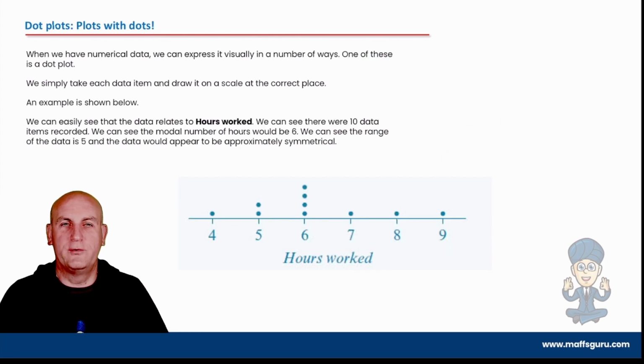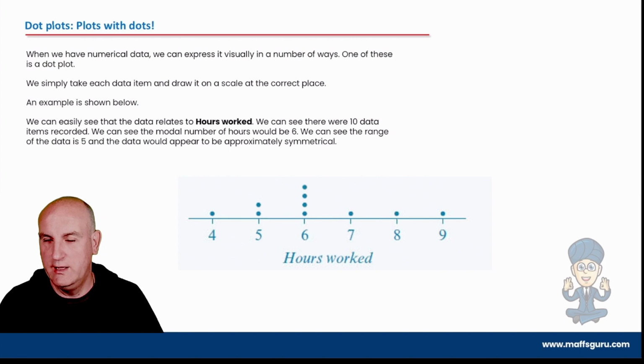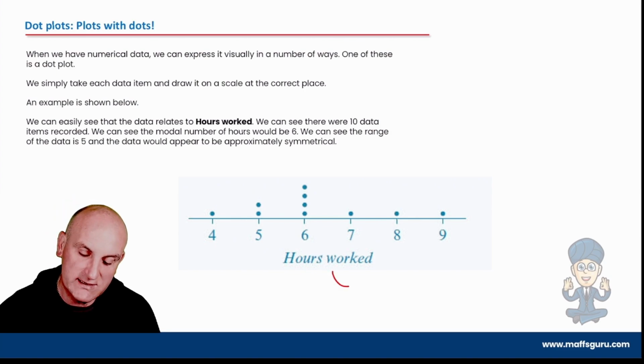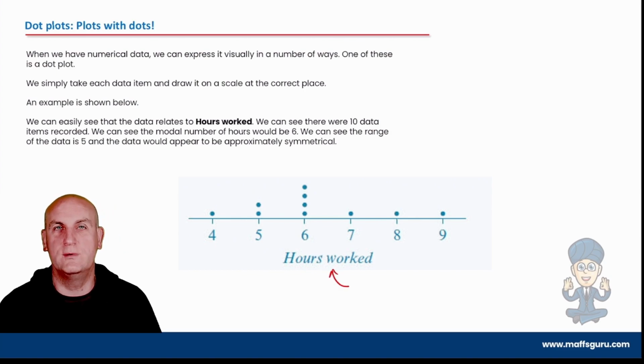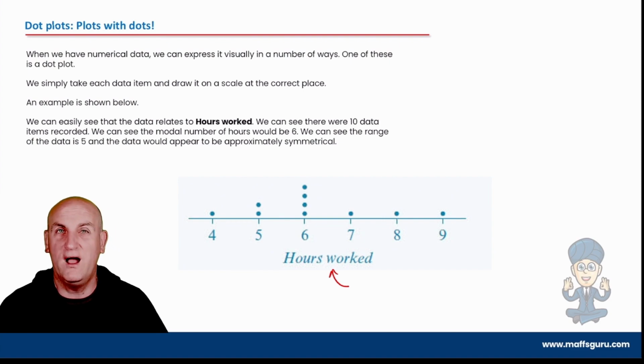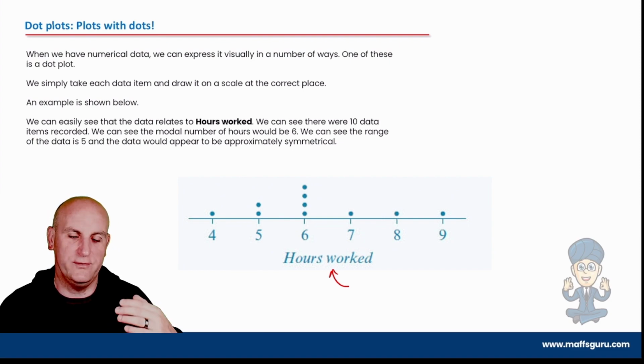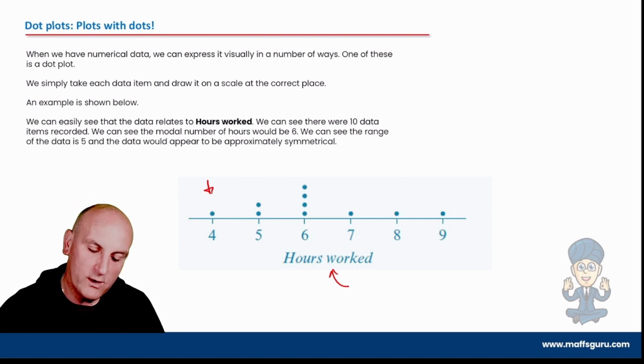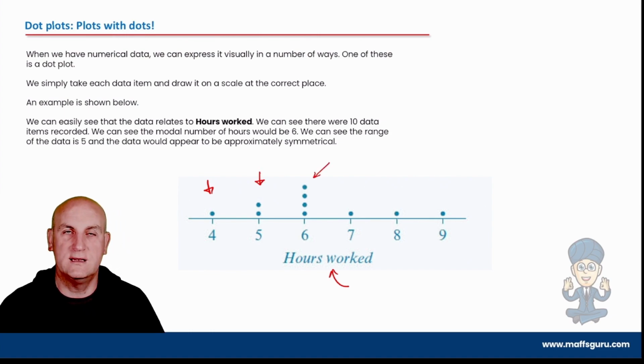Now we're going to move on to dot plots, which is plots with dots. And I think we've met these before, but again, a dot plot is awesome because it gives us so much information. So if I look here, I can see, for example, that I've obviously gone out and done some sort of a survey, and I've asked people, how many hours did you work this week or today? And can I work out how many people I asked? Yep, I can count the dots. 1, 2, 3, 4, 5, 6, 7, 8, 9, 10. I asked 10 people, and I worked out that one person worked 4 hours, 2 people worked 5 hours, 3 people worked 4 hours, and so we go on.